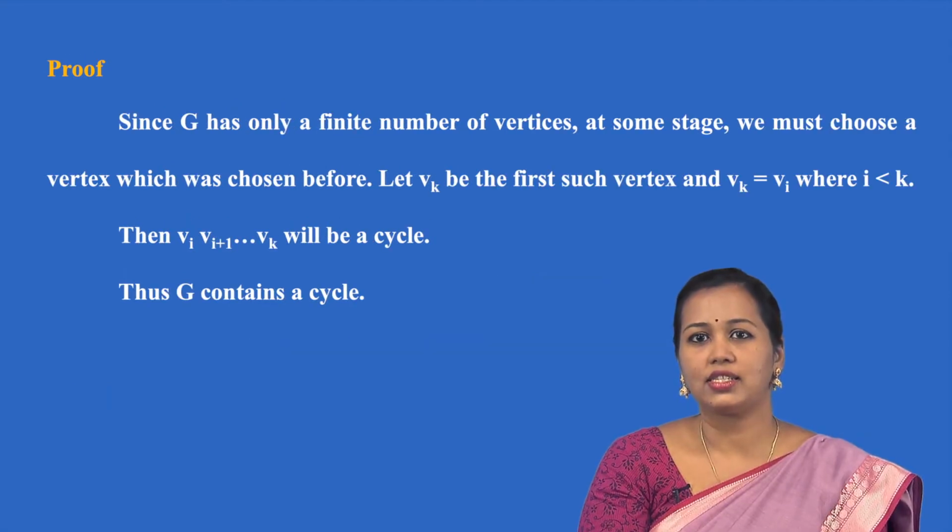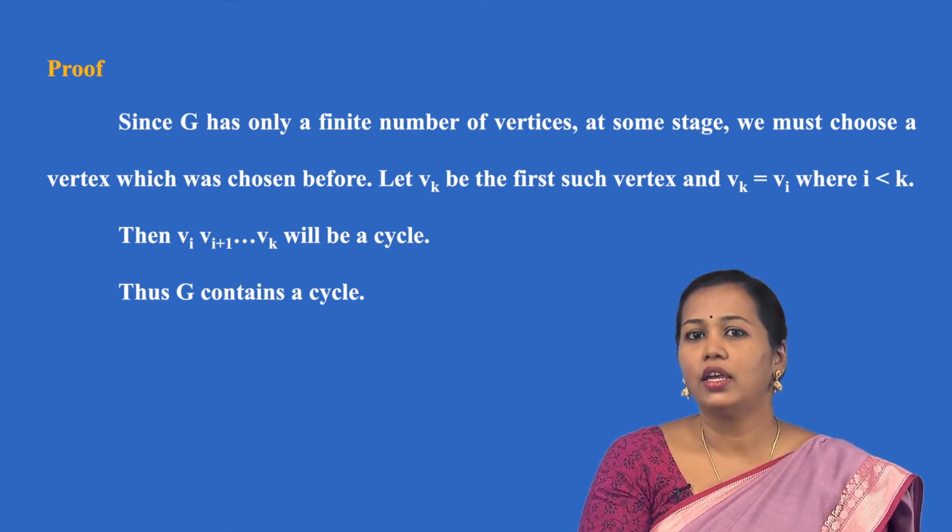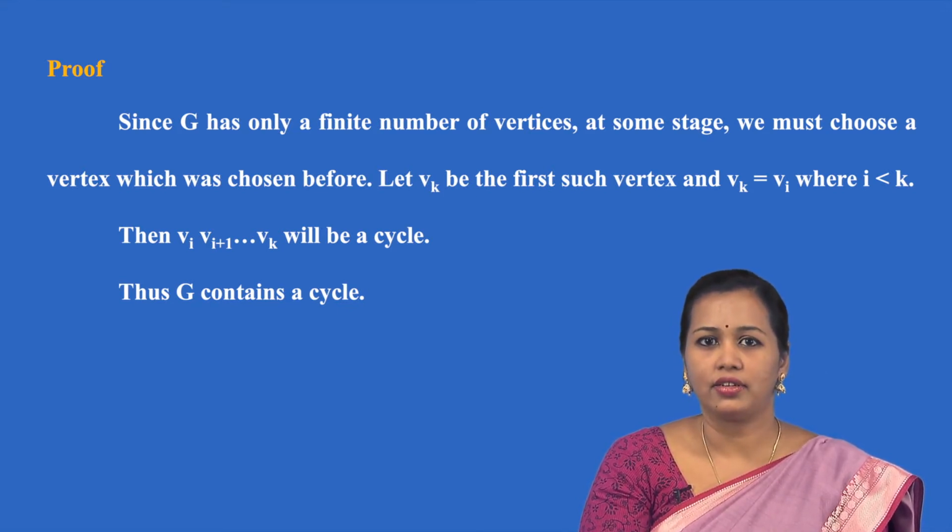Since G has only a finite number of vertices, at some stage we must choose a vertex which was chosen before. Let Vk be the first such vertex, and Vk be equal to Vi where i is less than k. Then Vi, Vi+1 and so on up to Vk will be a cycle. Thus, G contains a cycle.